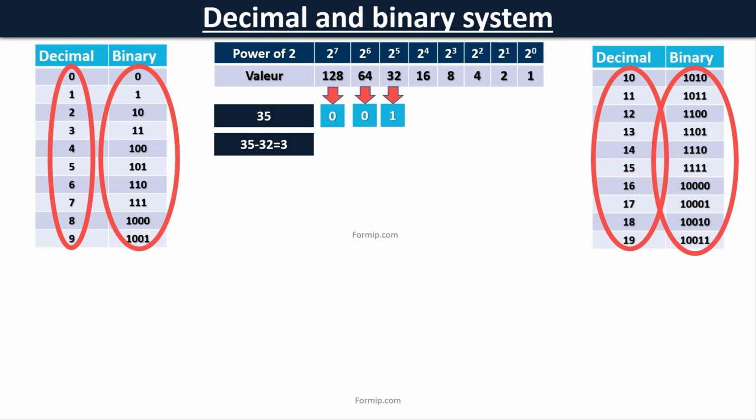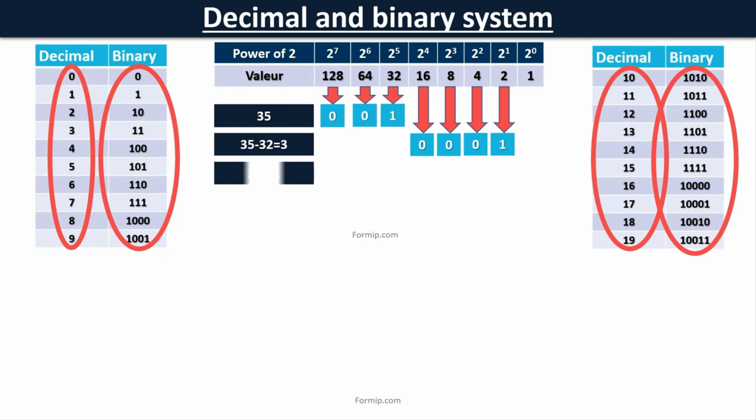We continue with the same logic, always from left to right, but this time with the number 3. 16 is greater than the number 3. We will therefore put a 0. 8 is also greater than 3, so it will be a 0. After is 4. We also put a 0. As for the next number, the 2, it is less than or equal to 3. This time we put a 1.